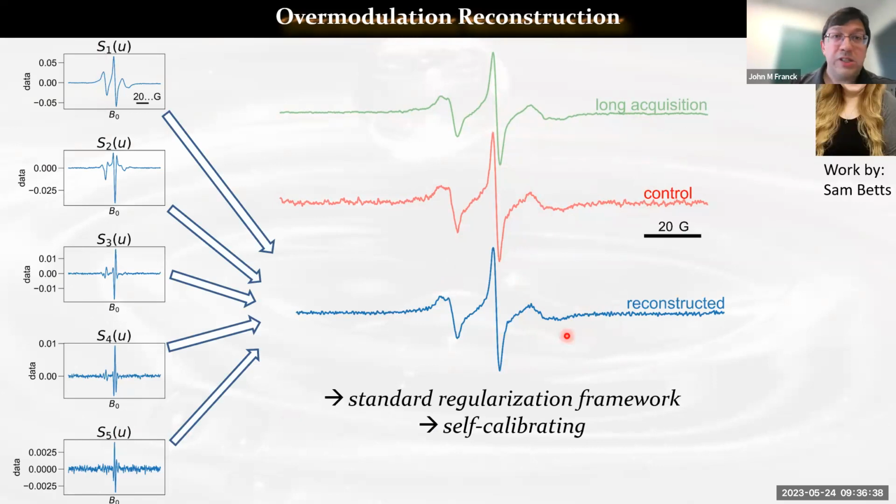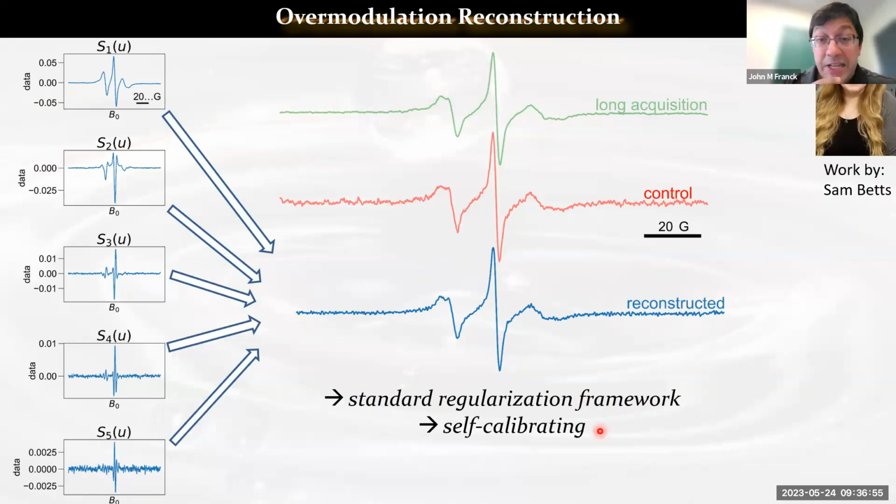Now, of course, overmodulation reconstruction is something that's out there in the literature. What we're doing here specifically, though, that's really neat, is that we have a standard regularization framework where we don't have any filters or anything like this that we need. This just pops out directly. And this is self-calibrating, right? So you don't need to do any type of calibration.